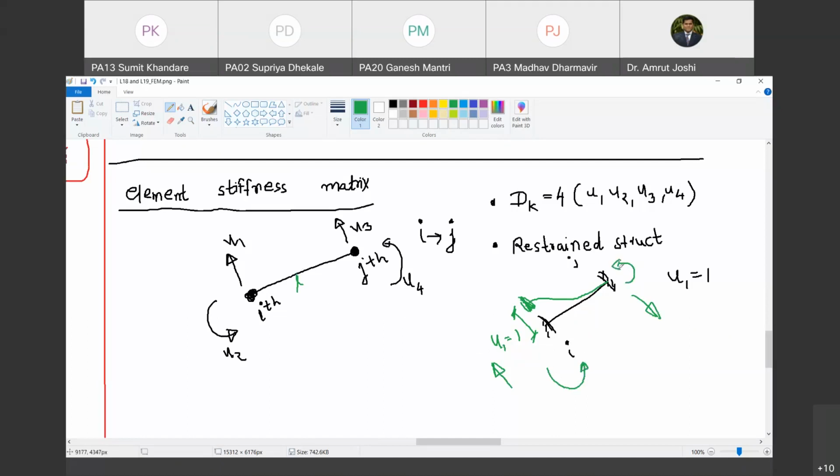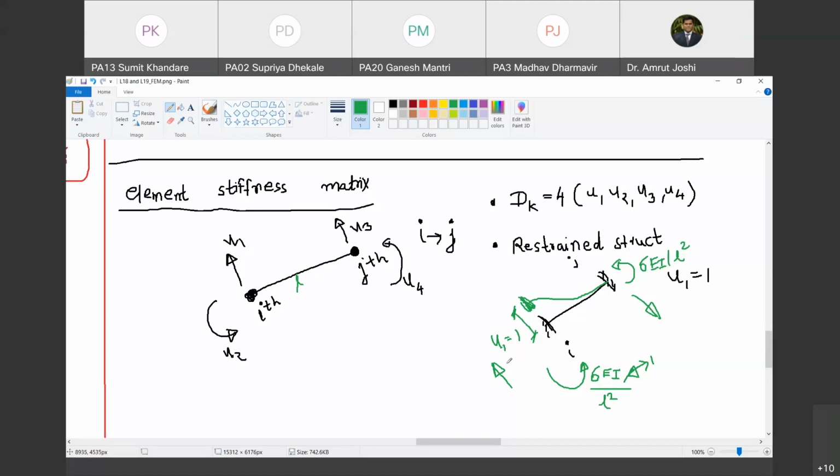Yes, sir. So what is this reactionary moment? We know that it is 6 EI delta upon L square. Do you agree with me? Yes, sir. 6 EI delta, but delta is 1. So it is 6 EI into 1 upon L square, where L is the length of the member. Do you agree with me? Yes, sir. So this moment is also 6 EI upon L square. Happy?